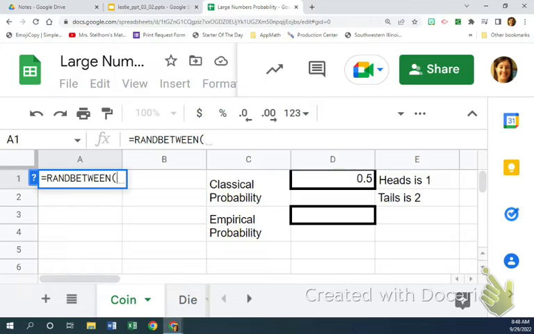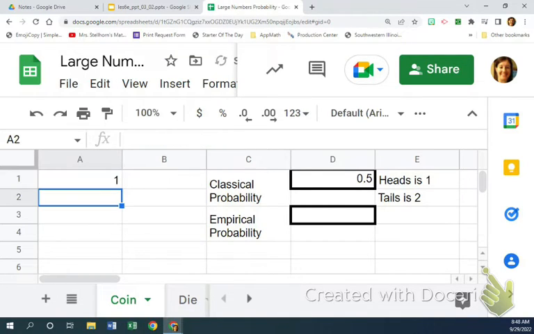You could either have all lowercase or uppercase, it does not matter. But equals RANDBETWEEN, the smallest value is 1, comma, the biggest value is 2, close parentheses. I hit enter and it flips the coin. We get a head, or I got a heads. Anybody get tails? Yeah, because it's randomly choosing. Well, what's going to happen is I want to do this 100 times.